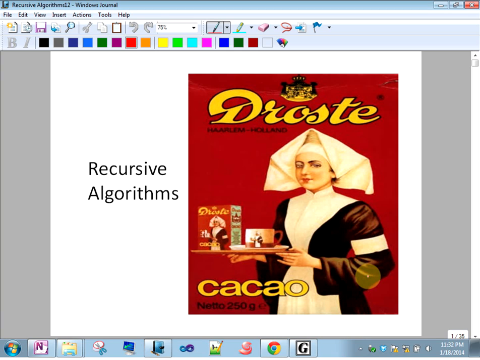Hello. In this video, I'm going to talk about a recursive algorithm. I'm going to really start off with some basics and we'll see how far we can go. Okay. Here is an interesting picture.